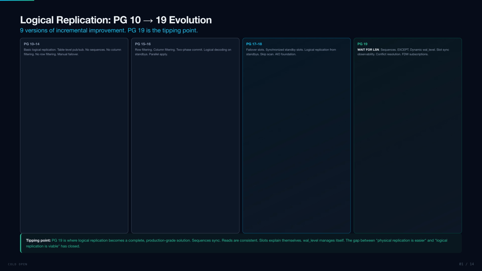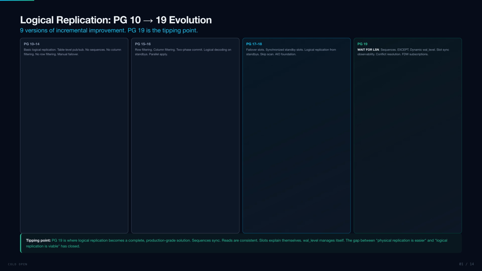PG 15 to 16, row and column filtering. Two-phase commit. Logical decoding on standbys. Parallel apply. PG 17 to 18, failover slots. Synchronized standby slots. Logical replication from standbys. The infrastructure for high availability.